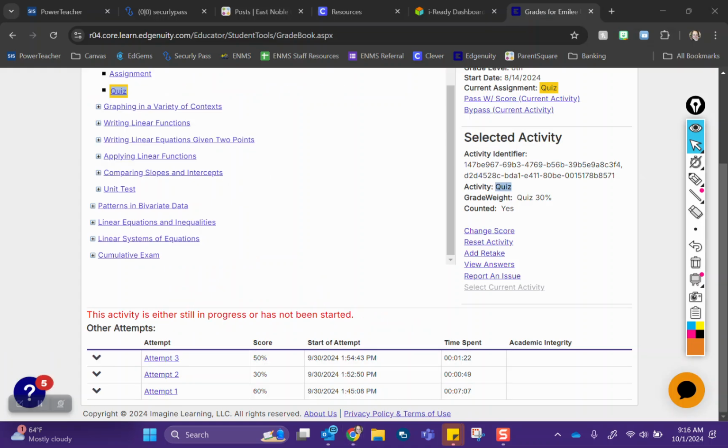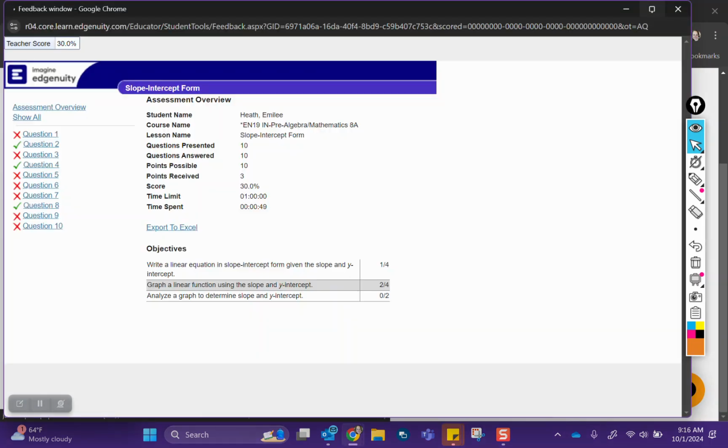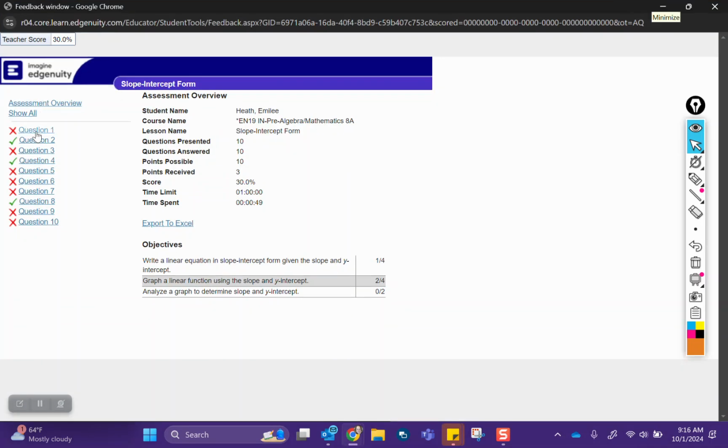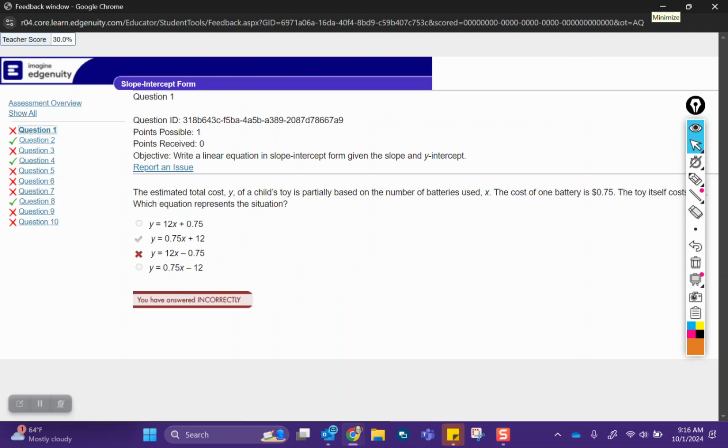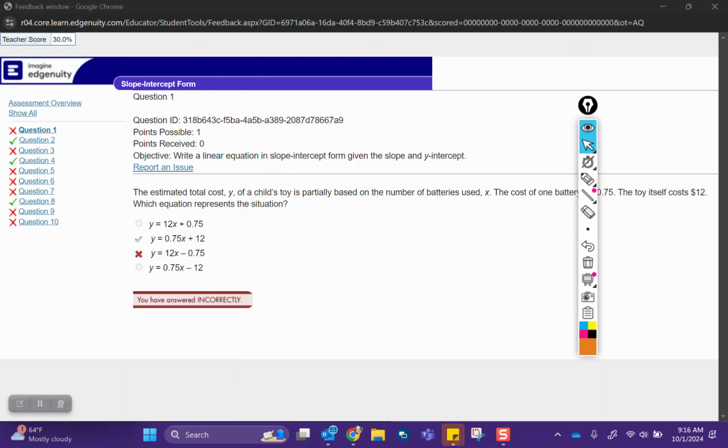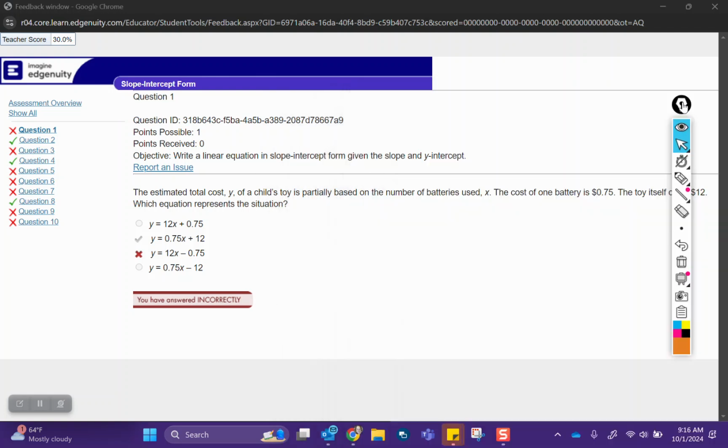Okay, let's take a look at the next quiz attempt. Estimated cost y of a child's toy is partially based on the number of batteries. The cost of one battery is 75 cents. The toy itself costs, I can't read that. Whoops. $12. Which equation represents the situation?